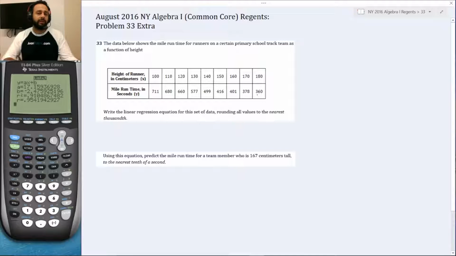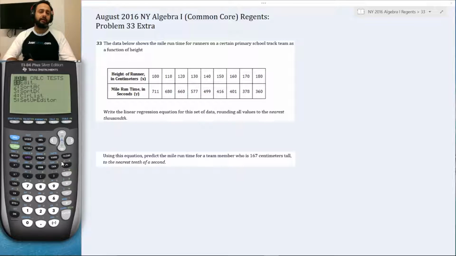Taller runners tend to be faster, and it does, though it doesn't have to. Write a linear regression equation for this set of data, rounding values to the nearest thousandth. We do the same thing, so definitely pause the video. This problem is identical to the previous problem in structure. Do this on your own and check that you get the same thing we do.